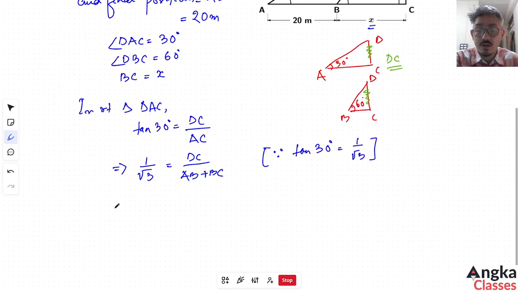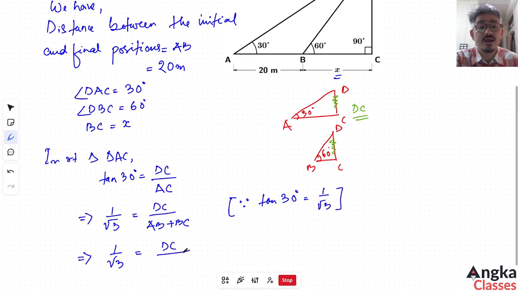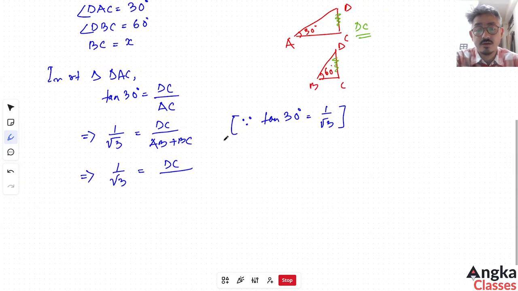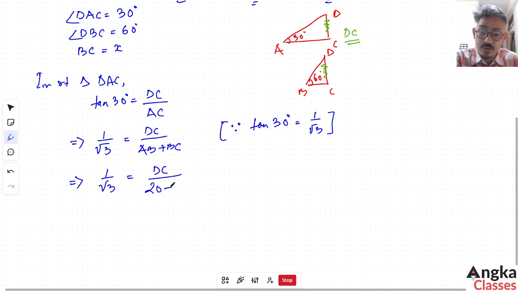Since tan of 30 degrees is equal to 1 by root 3, 1 by root 3 is equal to DC over AB, which is 20, and BC is x, so 20 plus x. So DC is equal to root 3 into 20.